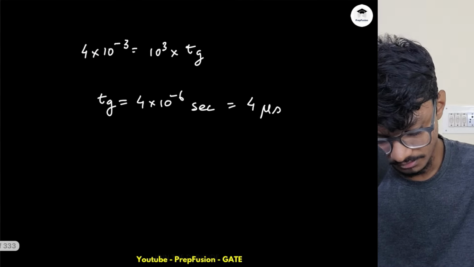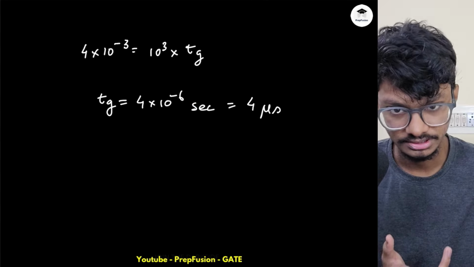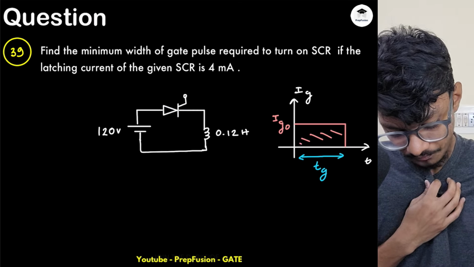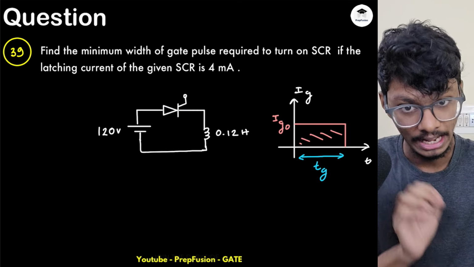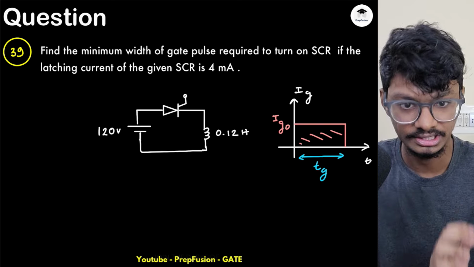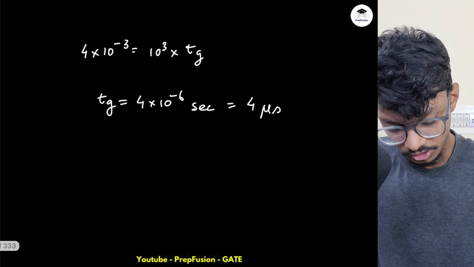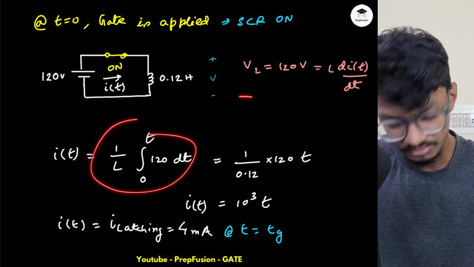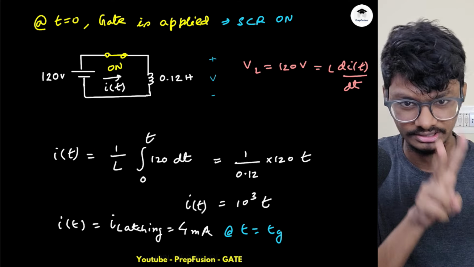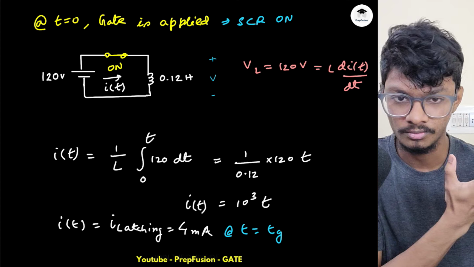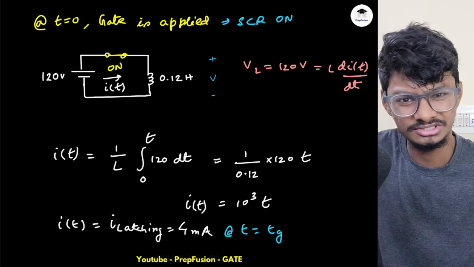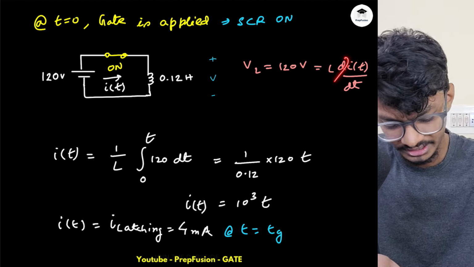So this is how we solve this circuit basically. This is what happens in a circuit when the SCR is present, and this is how the current increases. You might say, sir, can I remember this formula, that this will be 1 by L? You can, but it takes just 20 seconds to derive, and there are many other formulas that we need to remember in power electronics. So it's fine if you don't remember, because you can derive it in seconds.